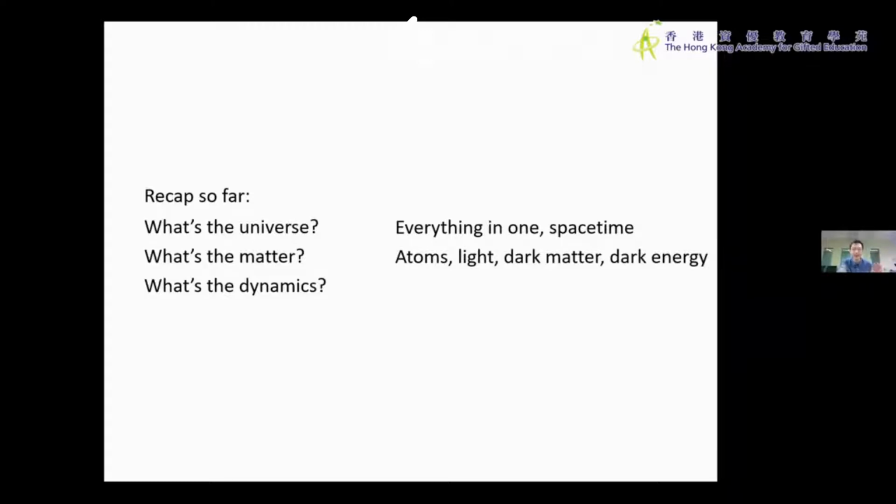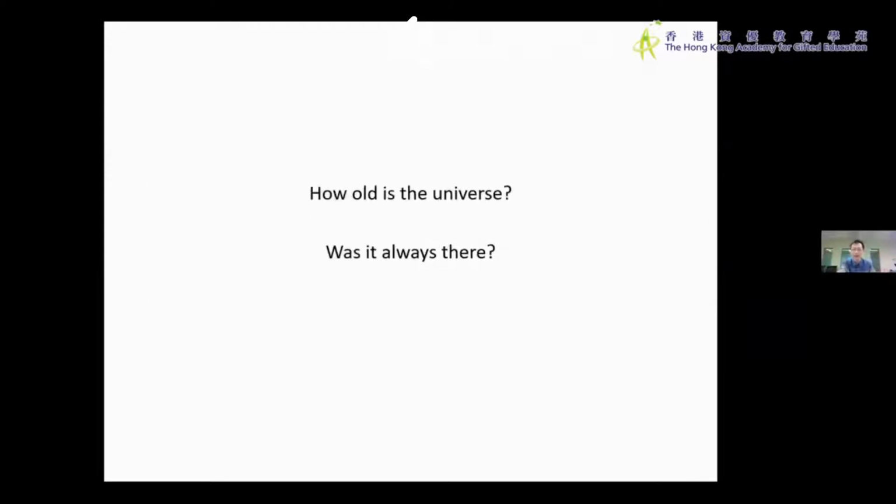And what is the dynamics of our universe? The most important dynamics of our universe is the expansion of the universe, expanding and becoming larger and larger. So this is our universe. And the next question that you'd like to ask is, how old is our universe? Was our universe always there? Or does it have some sort of creation time?